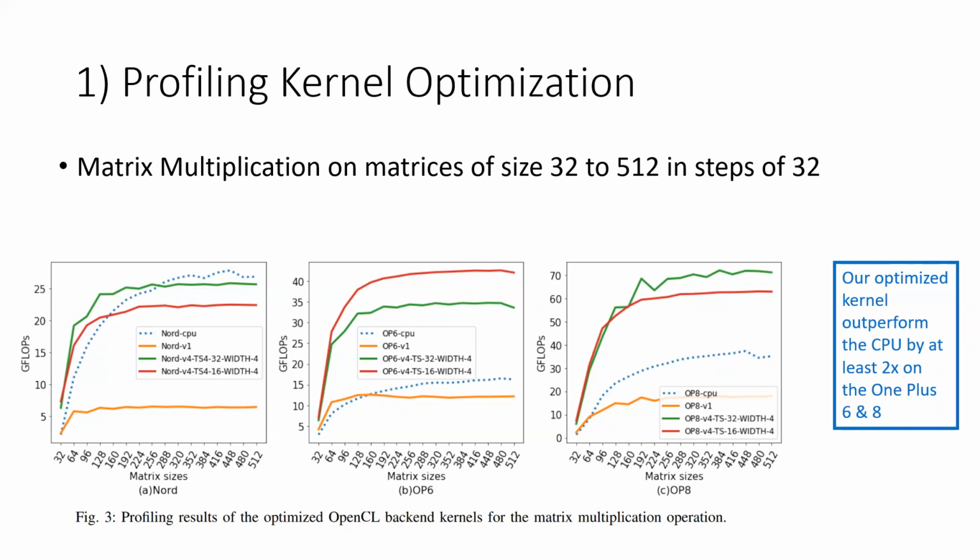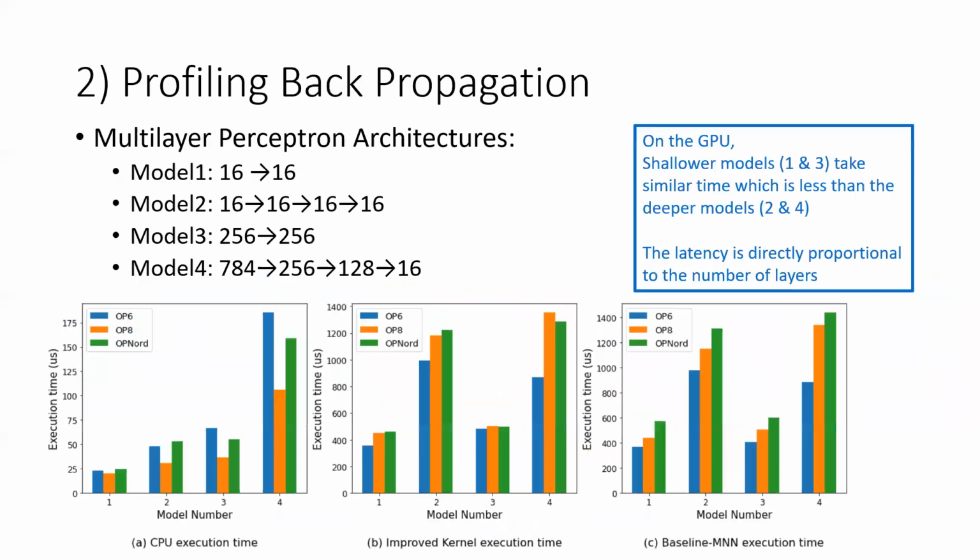For the OnePlus 6 and OnePlus 8, we can see that the GPU performs better than twice, whereas for the Nord, which has an older GPU, the CPU is almost as good as the optimized kernels. Next, we plug in our optimized kernel implementation with the CPU.